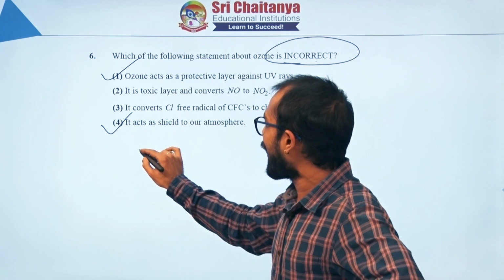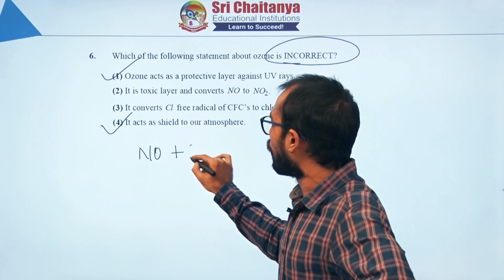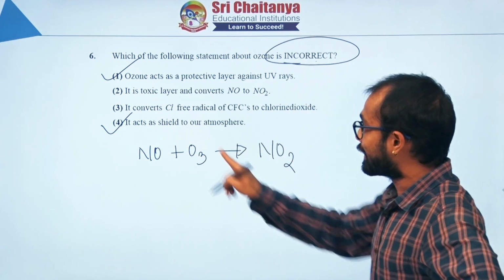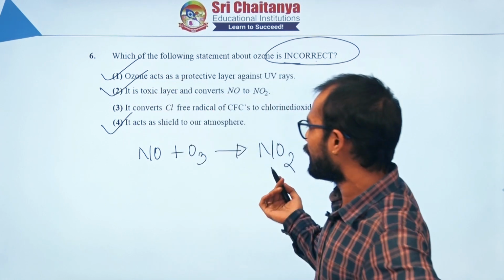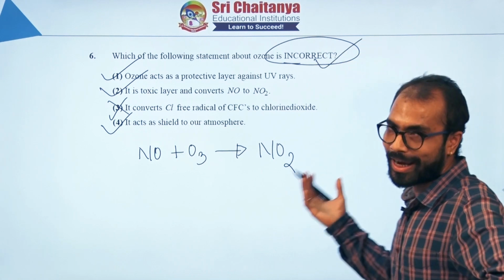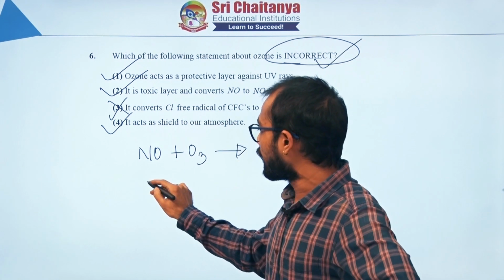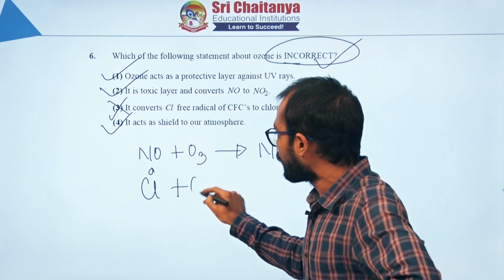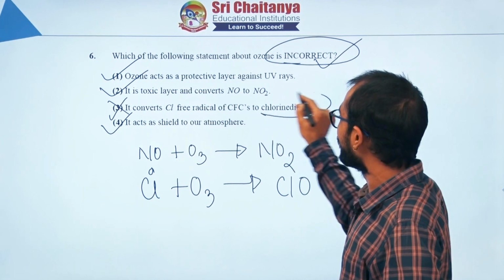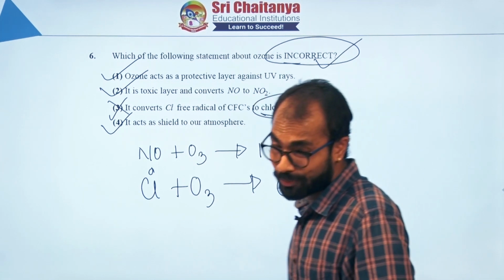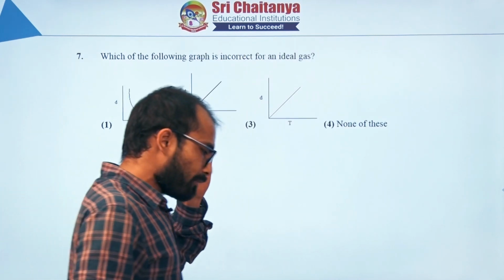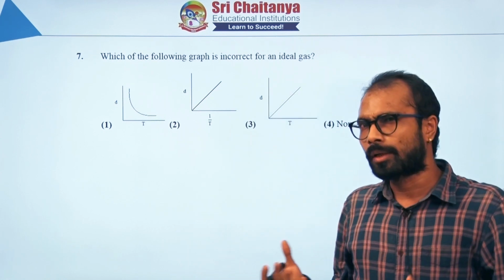Now what happens when NO reacts with ozone? You get NO2. So they are saying this, so this is true. So that means this is my incorrect option, and the question is asking for the incorrect one, so my answer is 3. I will tell you the correct thing. When Cl radical reacts with O3, you get chlorine monoxide and here they have written chlorine dioxide, which makes it incorrect. So next we move on to the next question. The next question is again from the gaseous state and a little bit of thermodynamics.